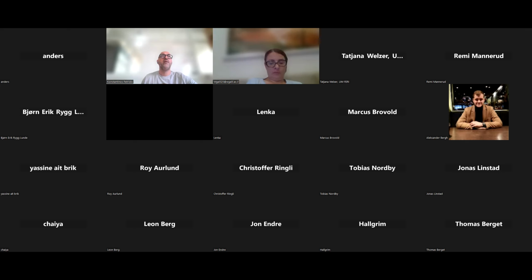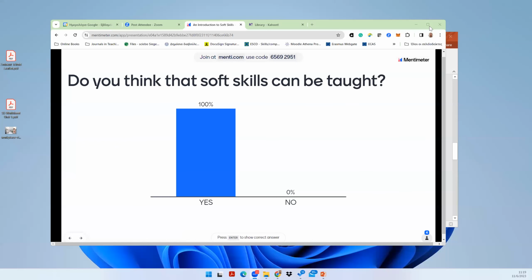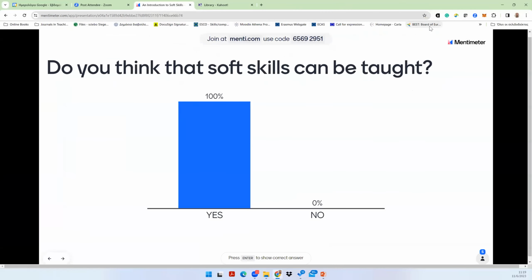Okay, let's move. So let me check the Mentimeter again, and we will move until we reach this point. So I think that you can see the first question: do you think that soft skills can be taught? As I can see, we have yes, and we are going to move to the advertisement. We have more transparencies also to discuss.